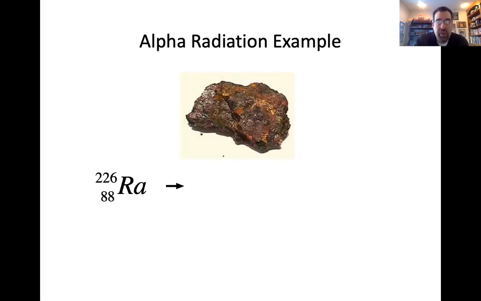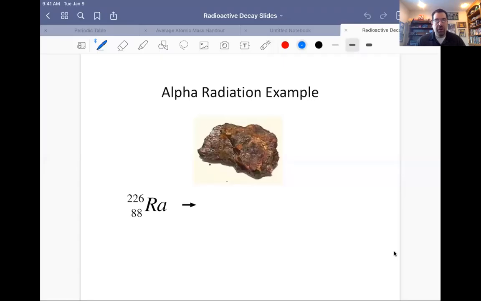Okay, so this ugly rock right here is radium. Radium is located in the soil, in the ground. And it is radioactive, and it gives off an alpha particle. It undergoes alpha radiation. How do I know that? Because anytime I give you a radiation equation, it's going to tell you what type of radiation is given off, right? So here it says specifically that it is alpha radiation.